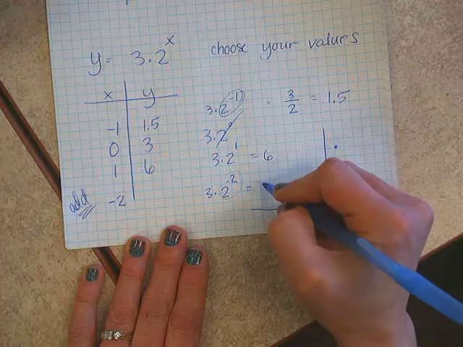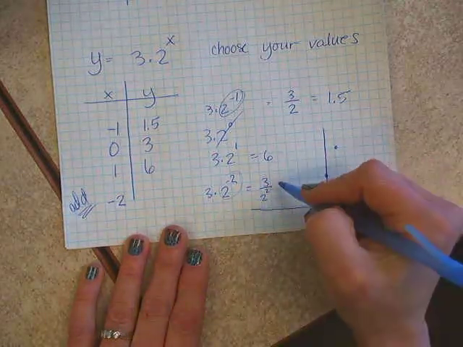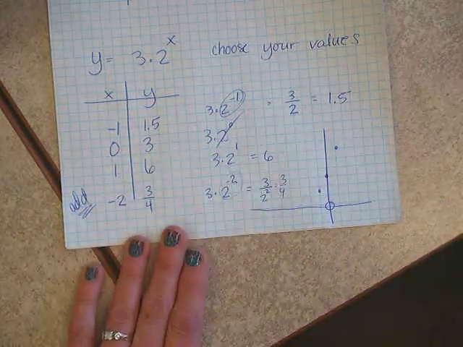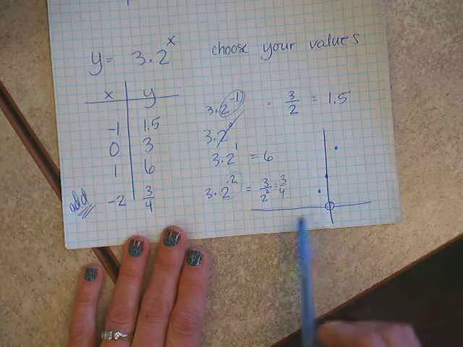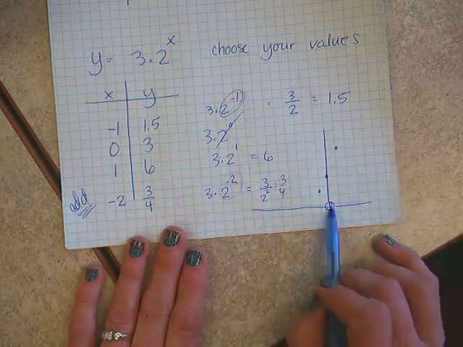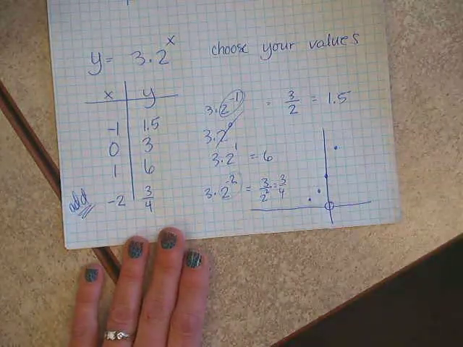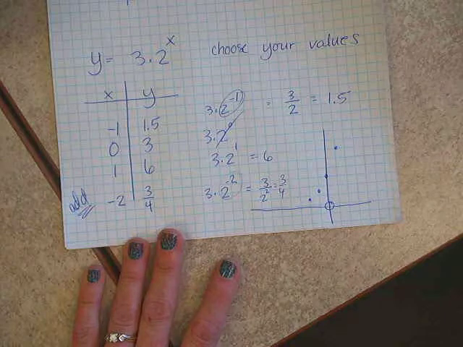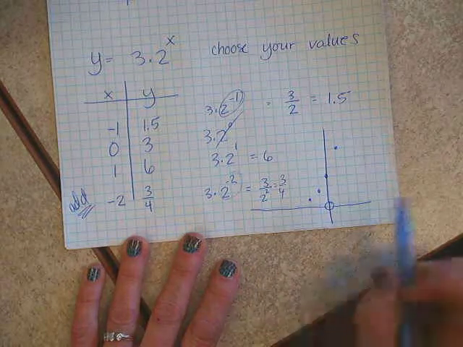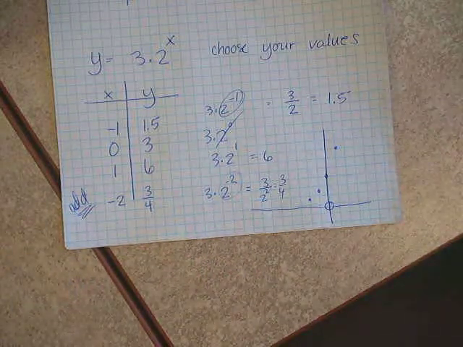So this would be 3 times 2 to the negative 2. What do we do with this again? Put the 2 on the bottom. Yeah, so this would be 3 over 2 squared, which is 3/4. Okay. 0.75. So negative 2 and 3/4 would be about there.